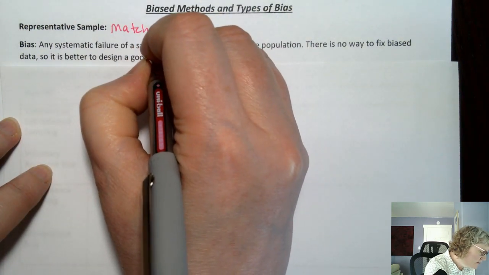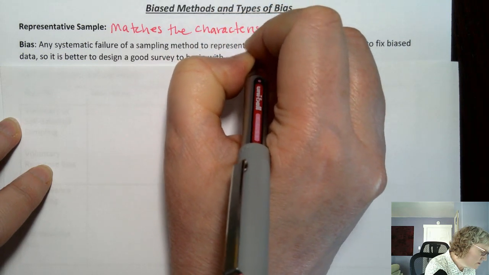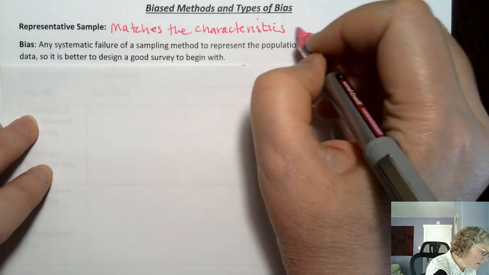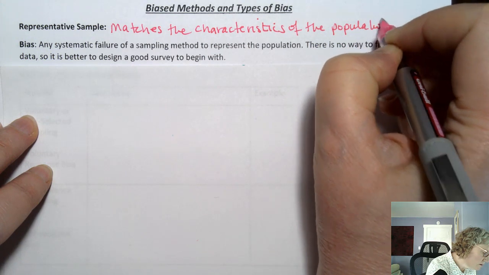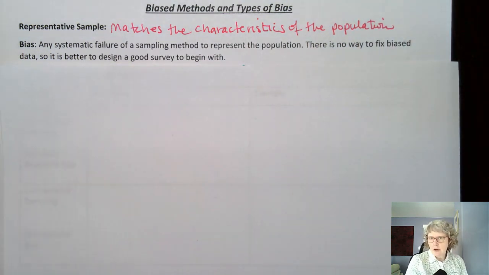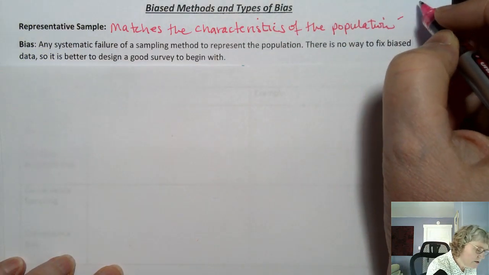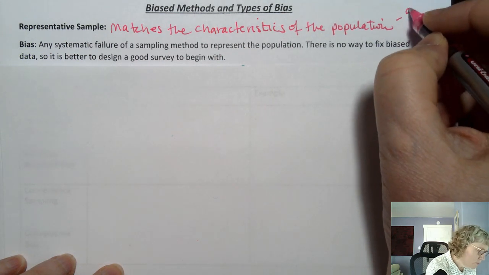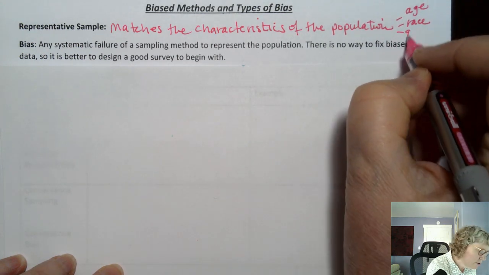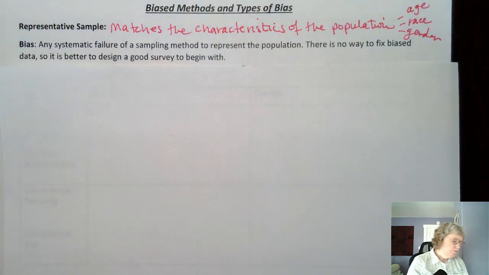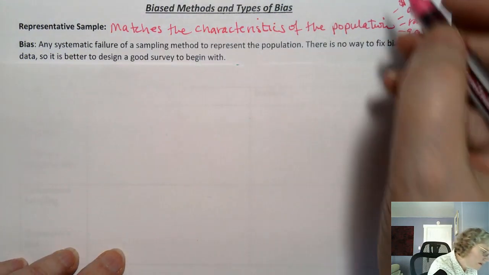A representative sample matches the characteristics of the population, whatever the population is. Okay, so think about if we were talking about our population of people in the United States, we would want to match it in terms of as many variables as we can. For example, one would be age, race, ethnicity, gender, income level, urban, rural. You could think of all of these.